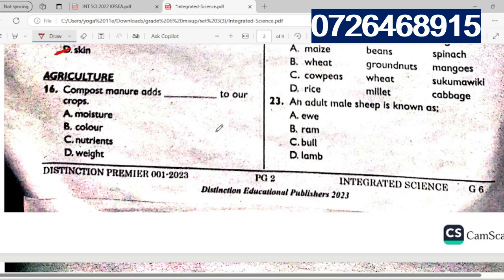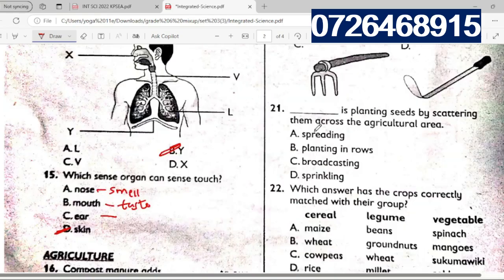Agriculture. Compost manure adds nutrients to our crops.